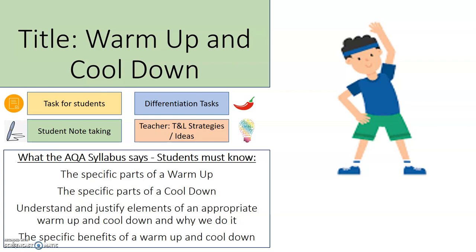So what does the AQA syllabus say? Basically, you need to ensure that you are clear of the specific parts of the warm-up and the specific parts of the cool-down. As well as that, we need to be clear to students as to why we actually do warm-ups and cool-downs. Students need to be able to understand and justify elements of an appropriate warm-up and cool-down, and finally the specific benefits of a warm-up and cool-down.